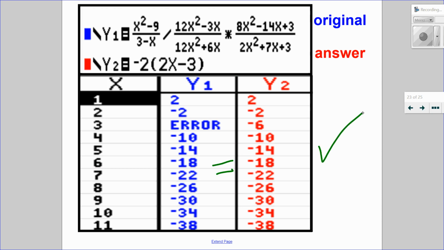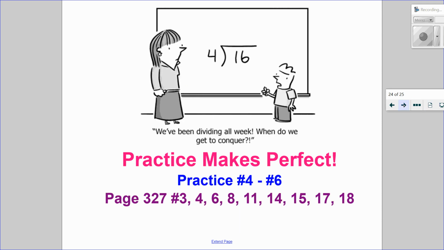So that is division. I'm just wondering, since we've been dividing this whole lesson, when are we going to conquer? Get it? Divide and conquer.